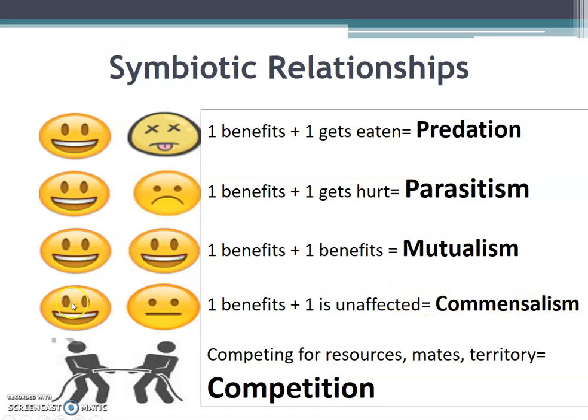Mutualism is where both organisms benefit from the relationship. And commensalism is where one benefits, but the other one really doesn't care if he's there. It's not helping him or hurting him. And then the last one is competition. They're competing for resources, mates, territory, light, food, all kinds of things.